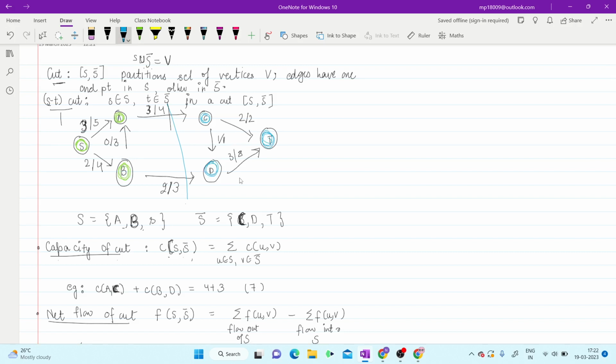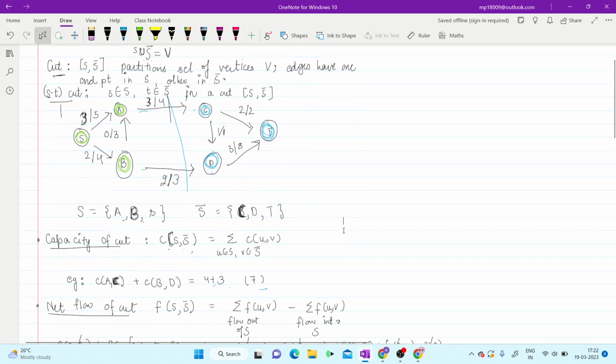So what is the capacity of the cut? We have to add up the capacity of all the edges whose one vertex is in S and the other vertex is in S bar. In this graph there are just two such edges, AC and BD. So the capacity of the cut will be the capacity of AC plus the capacity of BD, which is 4 plus 3, 7. This is the capacity of the cut.